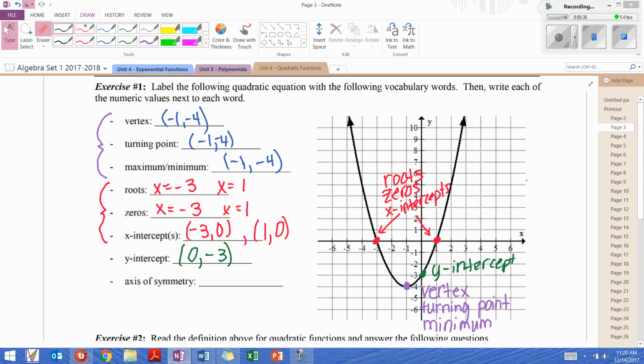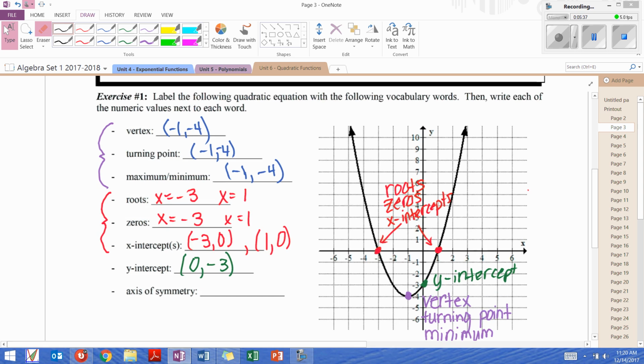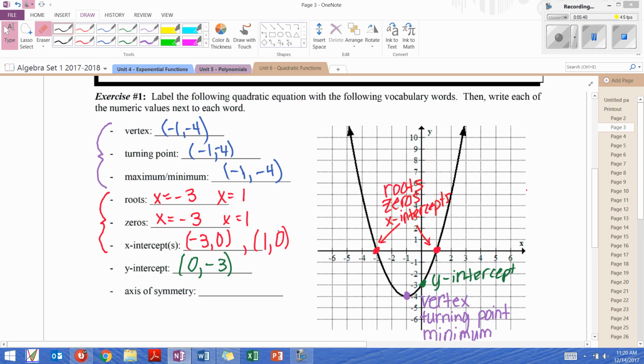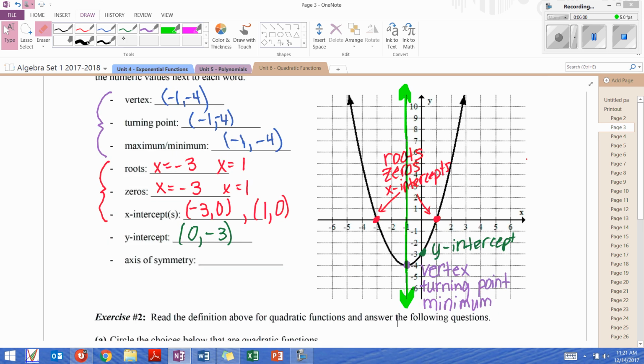And last, but certainly not least, is our axis of symmetry. Now, the axis of symmetry is pretty special because this axis here is how the entire graph can pretty much be folded over. So for my axis of symmetry, I'm actually going to use this highlighter. That's kind of cool to draw it in. Okay, so there is my axis of symmetry. And see how it passes right through the vertex? That will happen every single time.